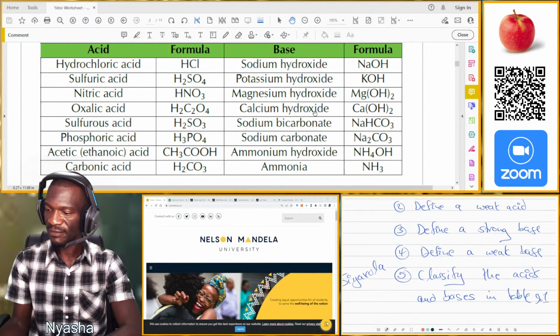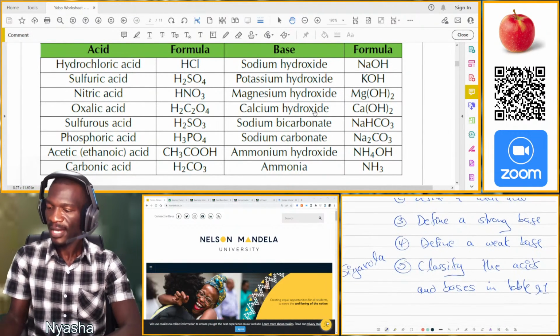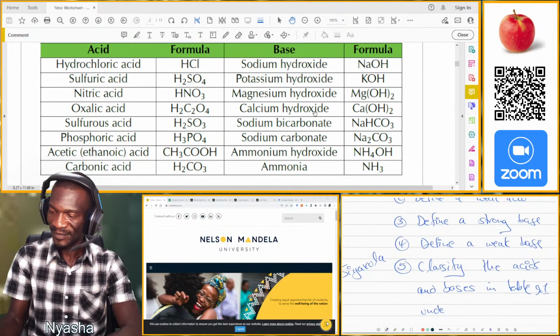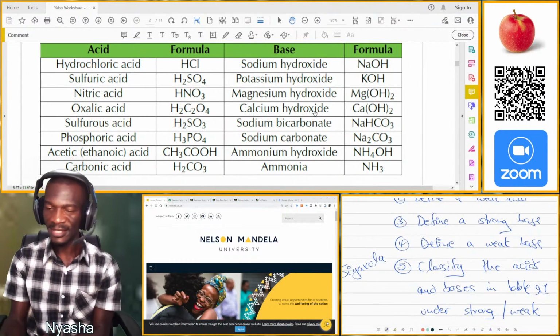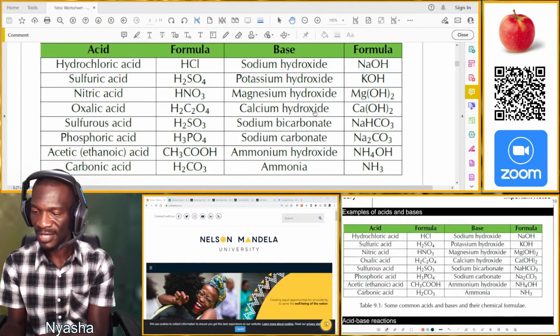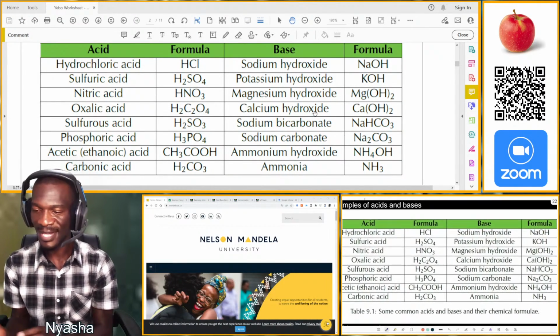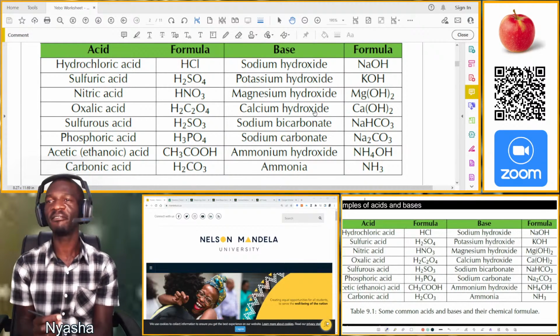Right, so we're classifying what acids and bases in table 9.1 under strong and weak. So in other words, just go to table 9.1. You can see that these are acids, and these are their formulae. Then you classify these.